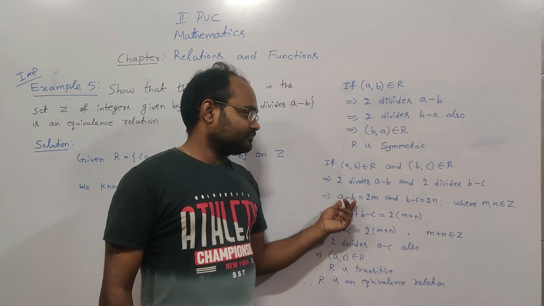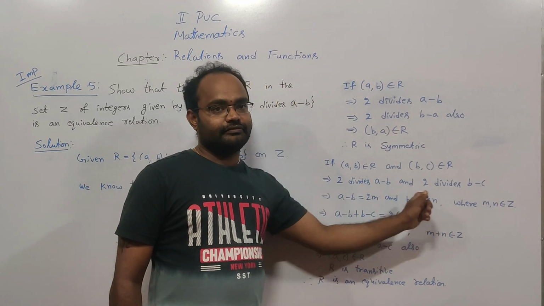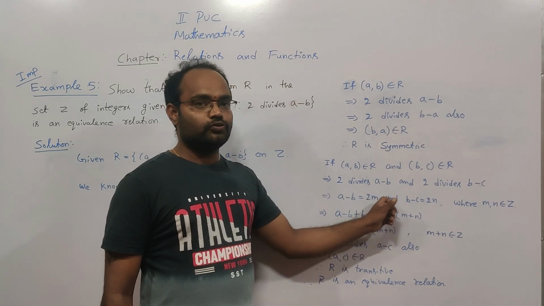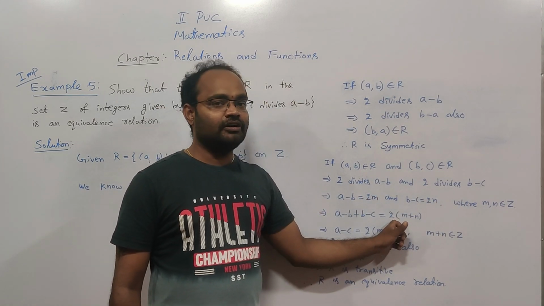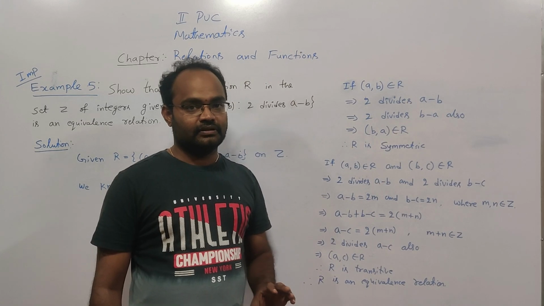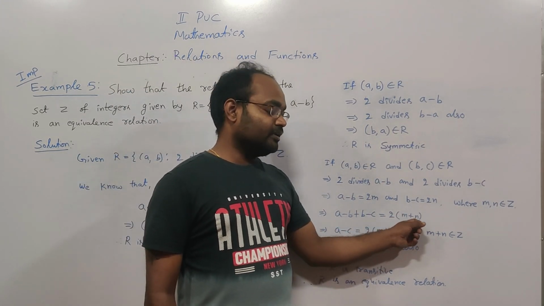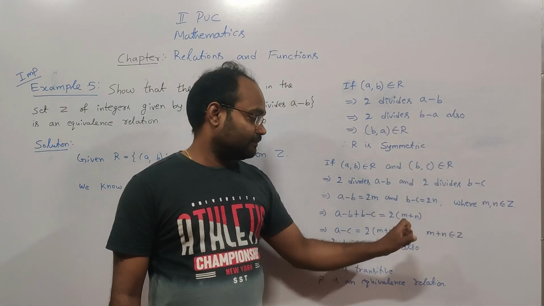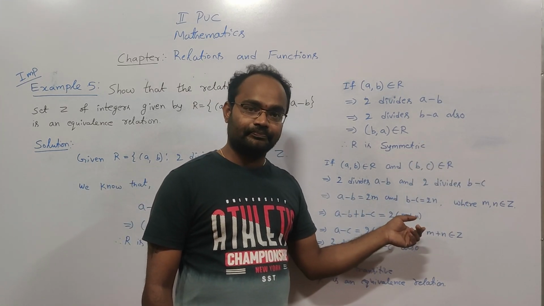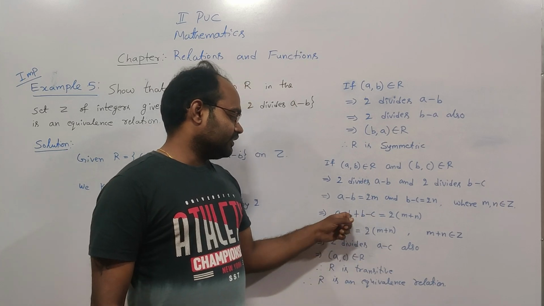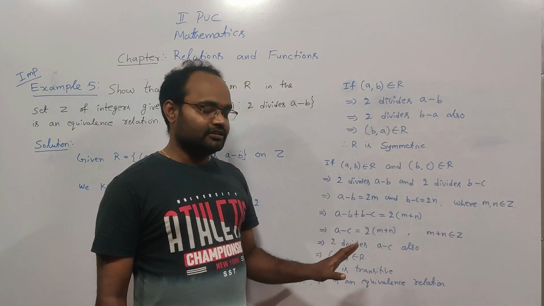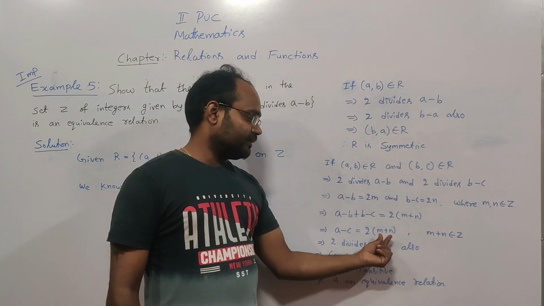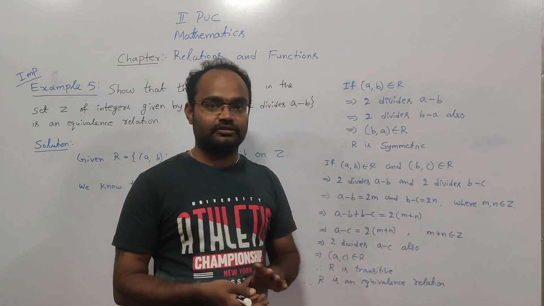Right. Now let us add them. (a minus b) plus (b minus c), taking 2 common, is 2 times (m plus n). So we know that if m and n are integers, their sum is also an integer. M plus n must be an integer. So b and minus b will get cancelled. A minus c is equal to 2 times (m plus n), where m plus n is an integer.